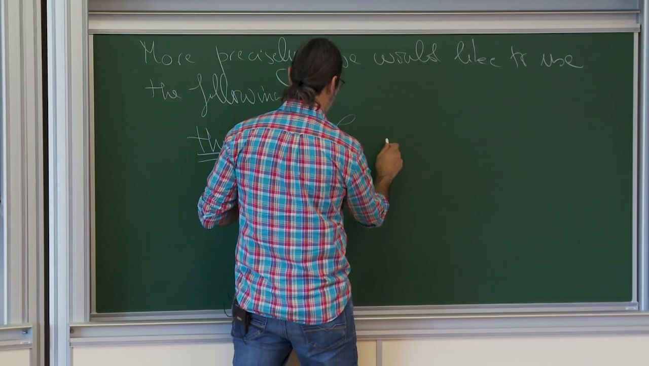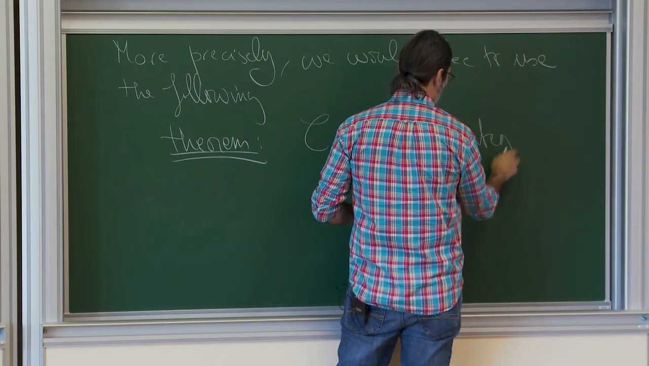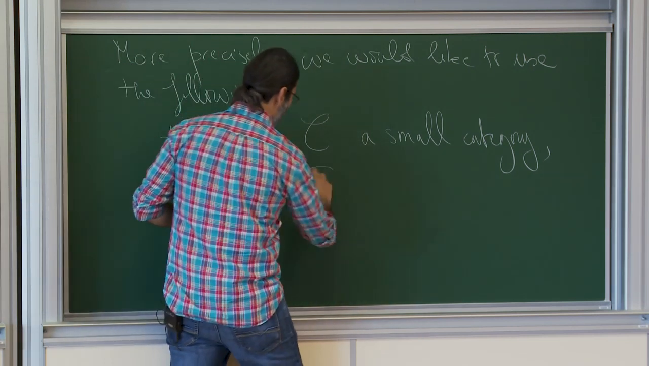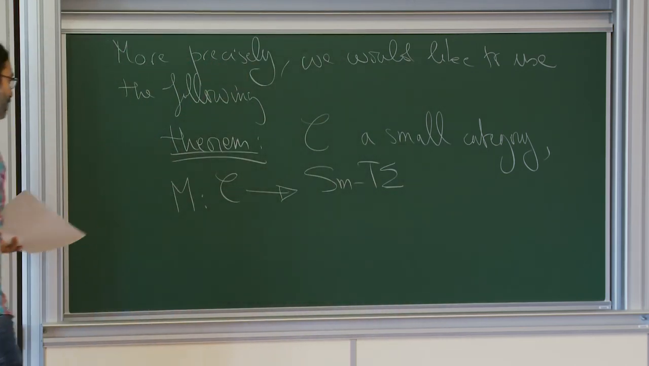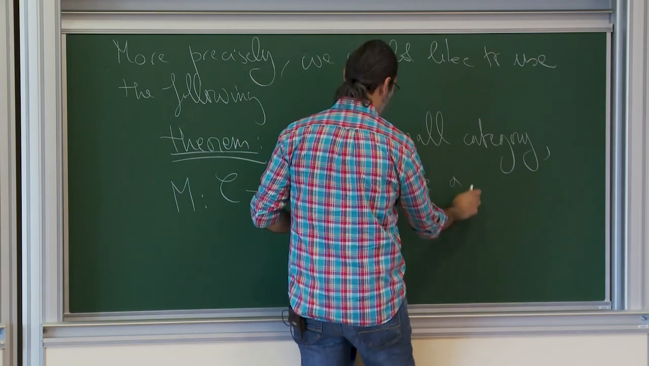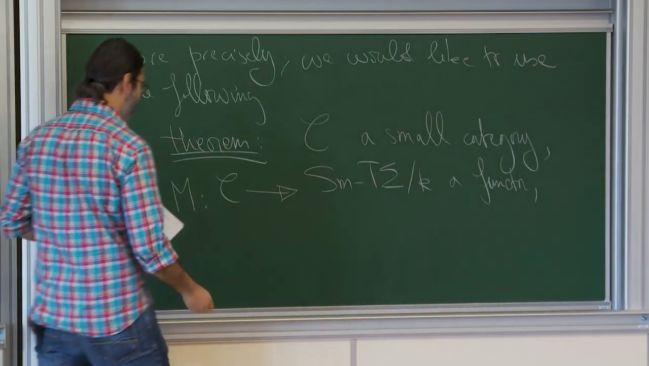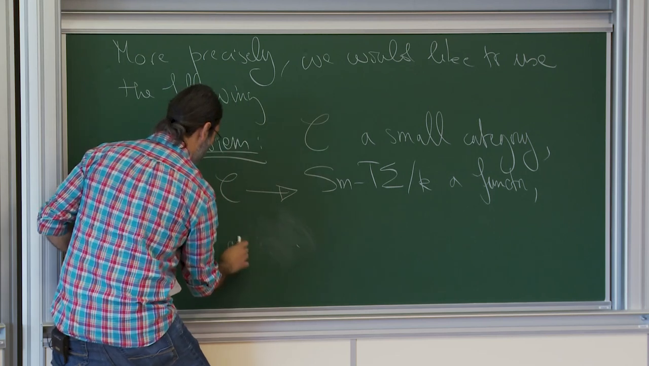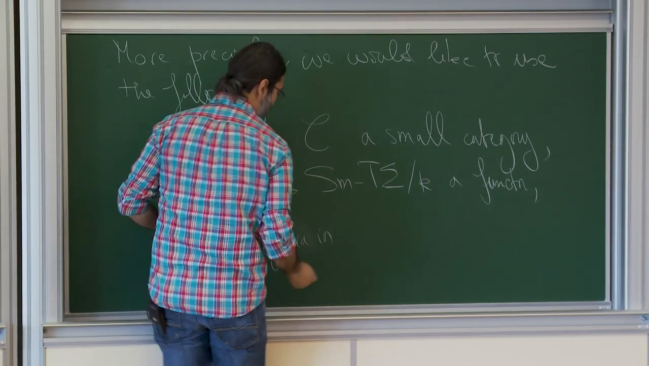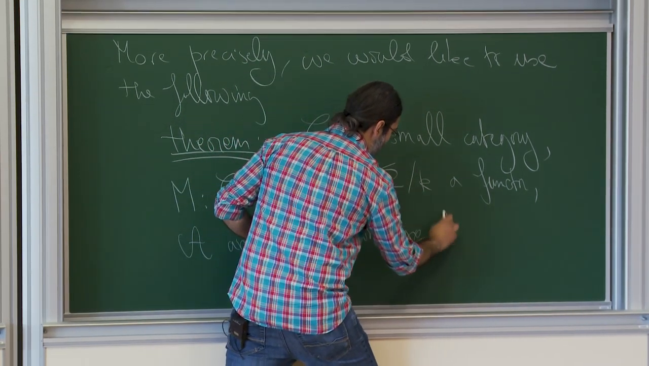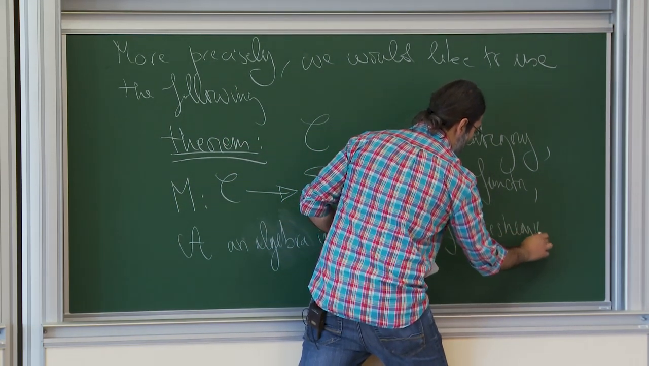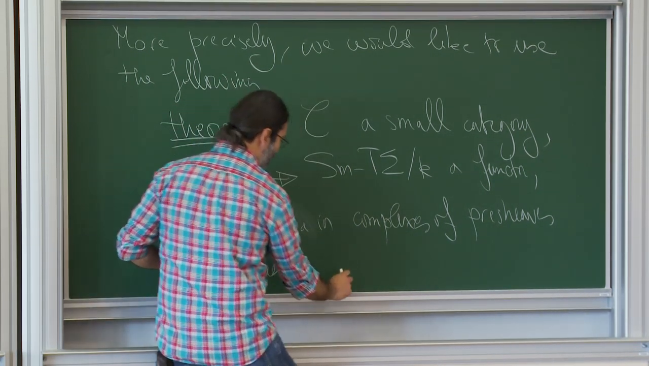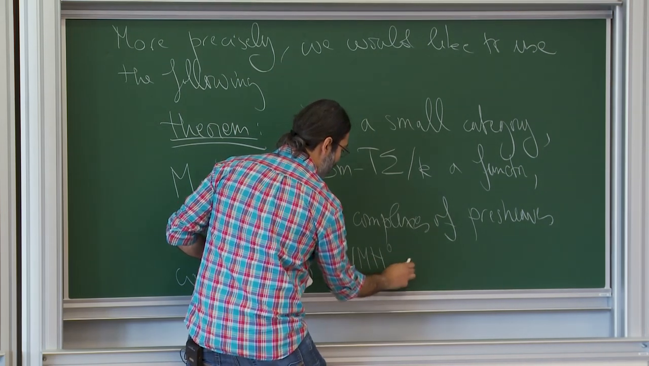I fix C a small category. I give myself a functor M from C to stratified smooth varieties with tangential morphisms. That's a functor. And I also give myself a complex, or sorry, an algebra, a commutative algebra in complexes of presheaves with values in variations of mixed Hodge structure composed with M.